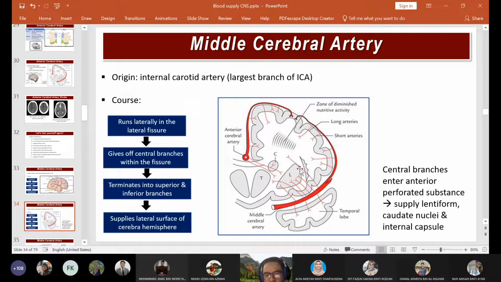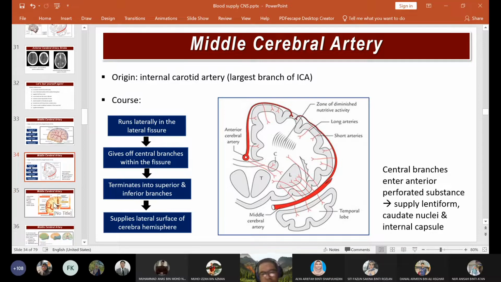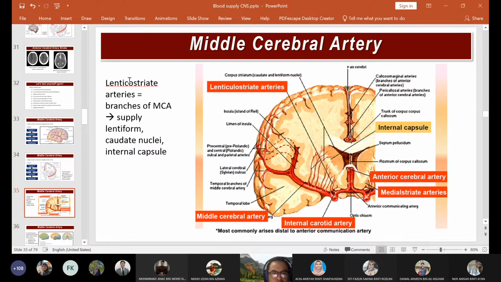L is lentiform, C is caudate nucleus. Here is the internal capsule. I think you've learned a little bit yesterday as well, isn't it? That is supplied by what we call the lenticulostriate artery.